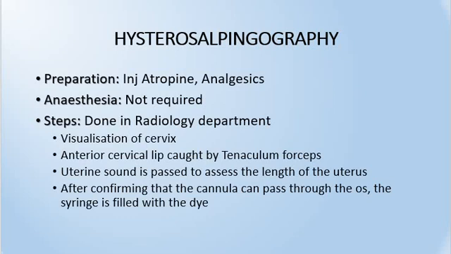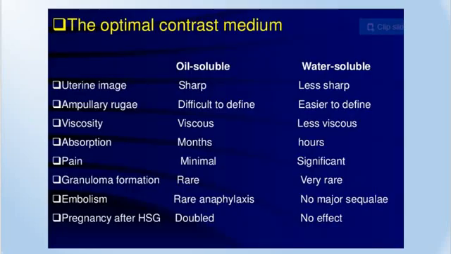After confirming that the cannula can pass through the os, the syringe is filled with the dye. In earlier days it used to be oil soluble contrast medium, and nowadays water soluble contrast medium is being used. There are advantages of both. The advantage of oil soluble is that the uterine image is sharp, but ampullary rugae are difficult to define in oil soluble, whereas it's easier to define in water soluble contrast medium.